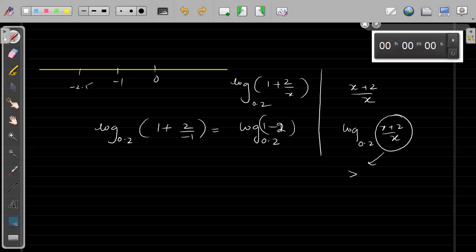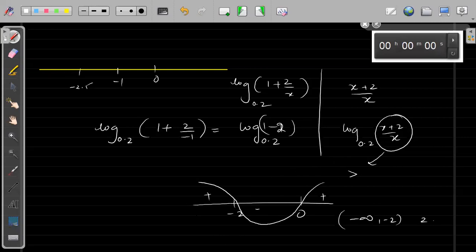So I will first find the values of x for which this is greater than 0. So this is x equals minus 2, x equals 0. So this will be greater than 0 where it is plus, and negative. So that means minus infinity to minus 2 and 0 to infinity. This one is greater than 0. Everybody understood this part, yes or no?